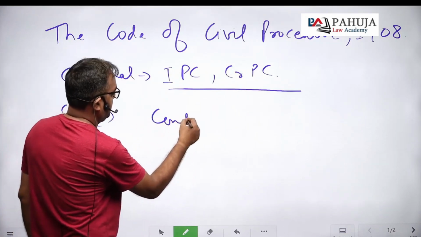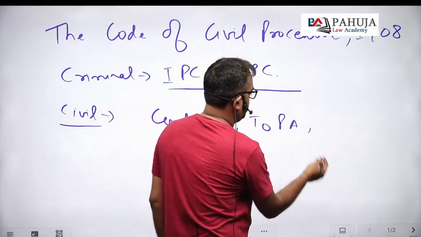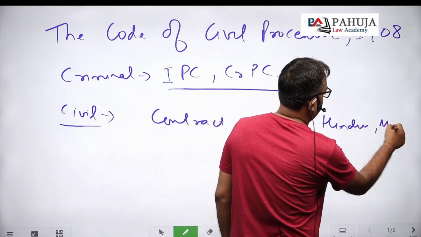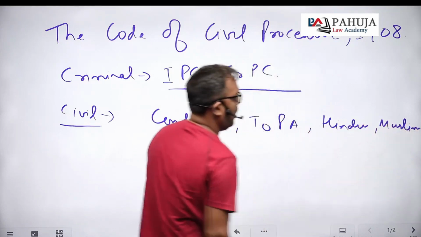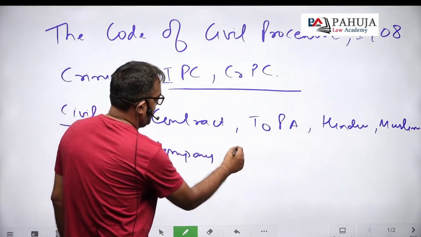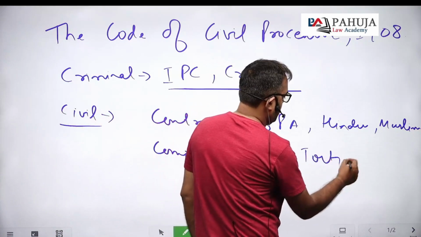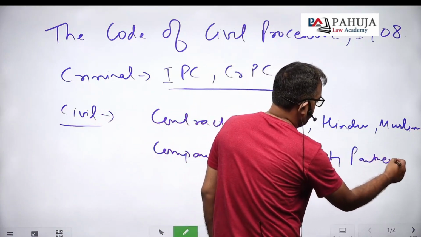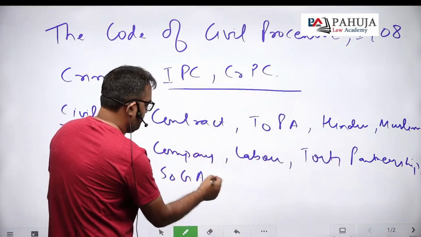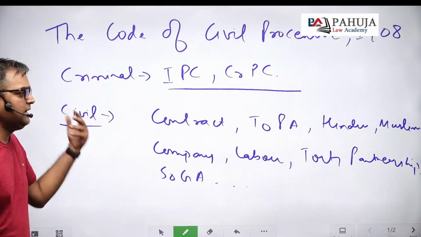It can be contract, or the Transfer of Property Act, or Hindu laws, or Muslim laws, or company law, or labor law, or tort, or partnership, or the Sale of Goods Act, or many other acts like this. Limitation, registration, सारे के सारे हमारे क्या होते हैं? They are all civil law.